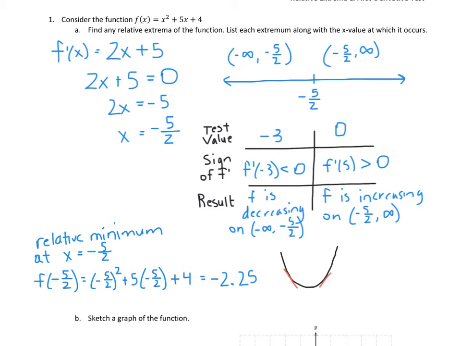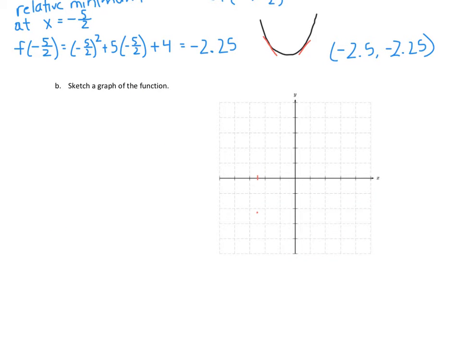So plugging negative 5/2 into our original function, we have negative 5/2 squared plus 5 times negative 5/2 plus 4, so we get negative 2.25. So negative 2.25 is our actual relative minimum value. If we list that as a point, our x value is negative 2.5, and then our function value is negative 2.25. Next, we're asked to sketch a graph of the function.